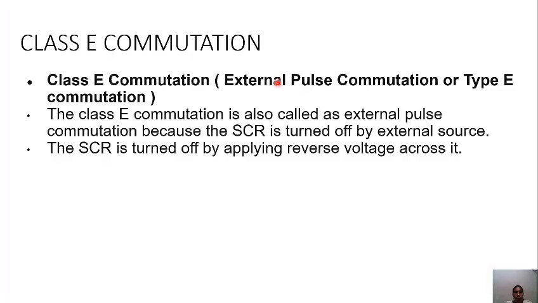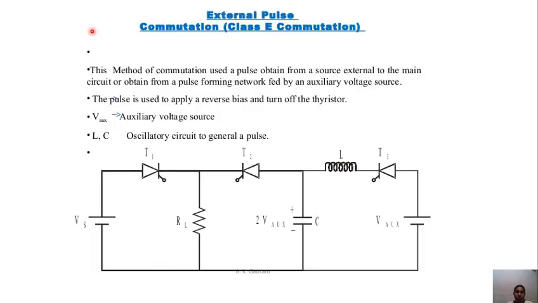Okay. Now the next commutation technique is class E commutation. This E stands for external pulse commutation. This E denotes that there is an external source. So in this commutation circuitry, commutation of the main thyristor is achieved by means of an external voltage source. Here there is a DC source, and because of the presence of this external voltage source, we are commutating this main thyristor. So it is called class E commutation.